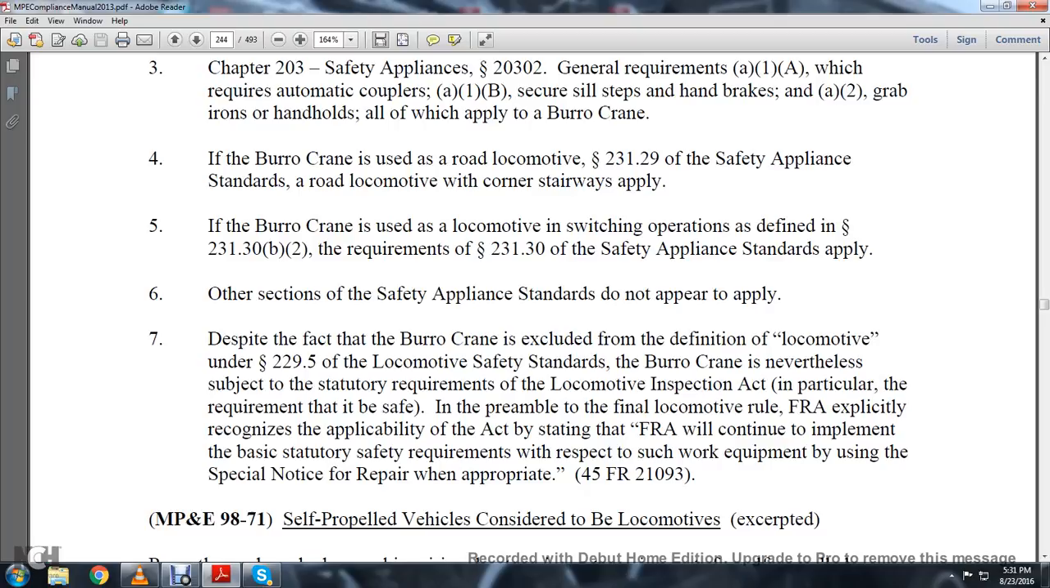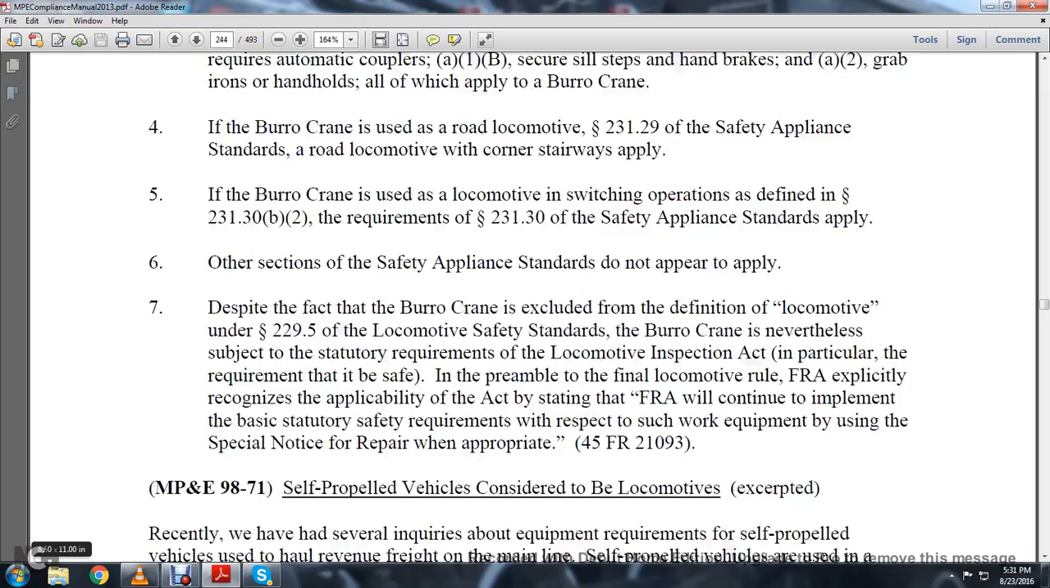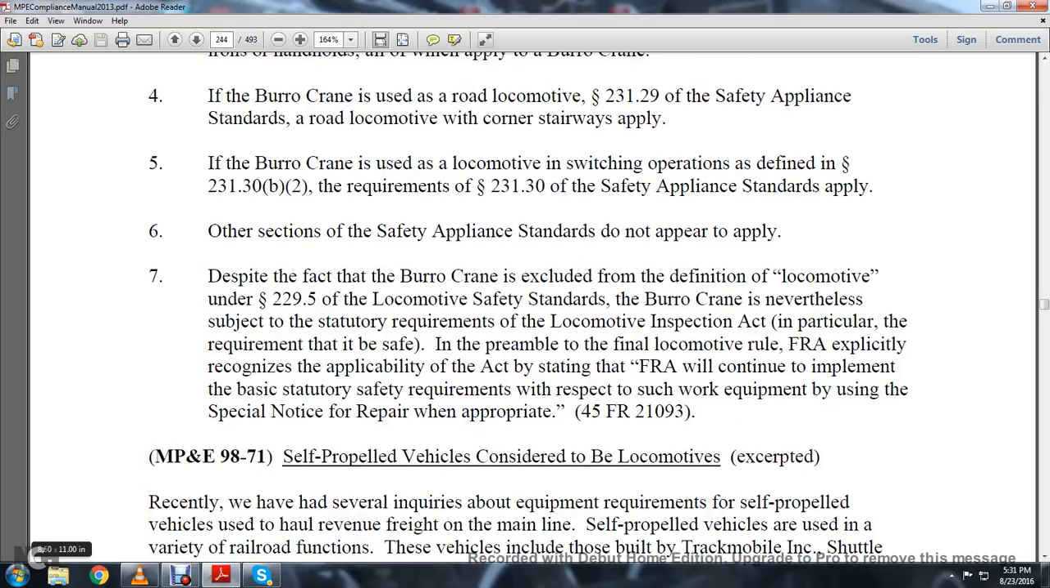7. Although the Burro crane is excluded from the definition of locomotive under Section 229.5, the locomotive crane is nevertheless subject to the statutory requirements of the Locomotive Inspection Act, in particular the requirement that it be in safe and proper condition. The preamble to the final rule on locomotives explicitly recognized the applicability of the Act, stating the FRA will continue to implement the basic statutory safety requirements with respect to such work equipment, using the special notice for repair when appropriate.